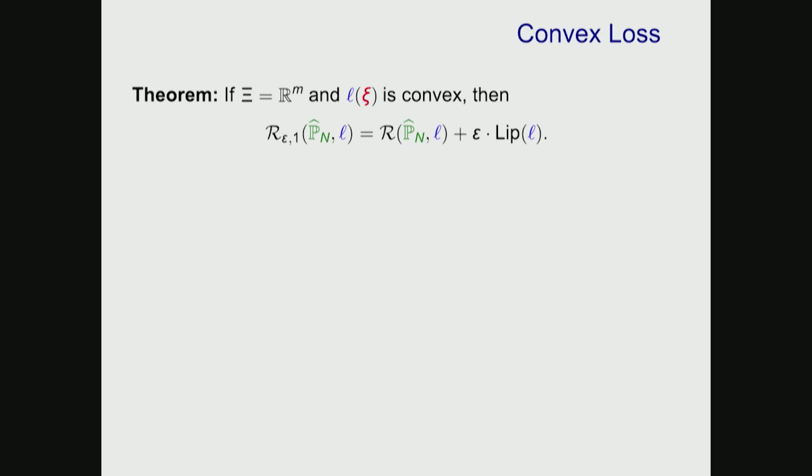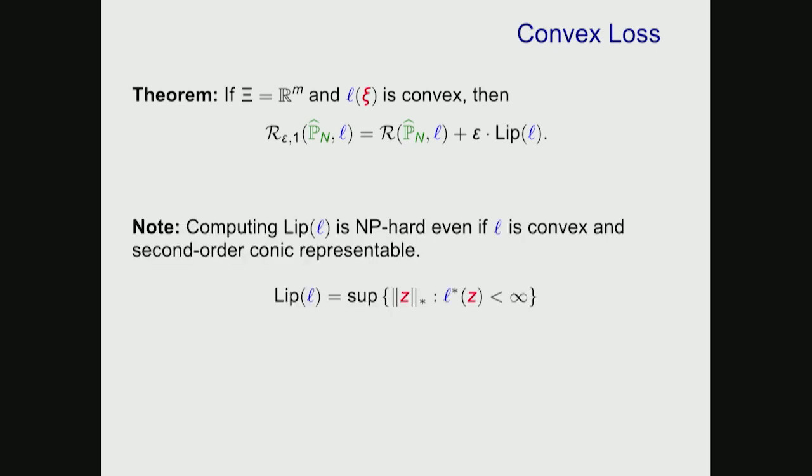So this looks like a simple reformulation of the worst case risk evaluation problem. But in fact, it is actually intractable. The reason is that it is NP hard to compute the Lipschitz modulus of a convex function, even if that convex function is second-order conic representable. However, we will see interesting examples where we don't need to solve an optimization problem to find the Lipschitz modulus, so where this is basically available analytically to us.